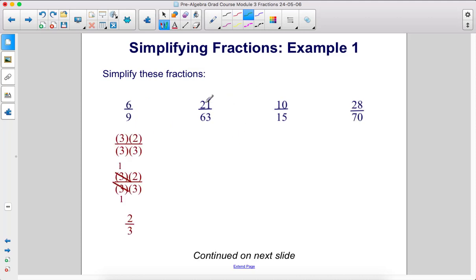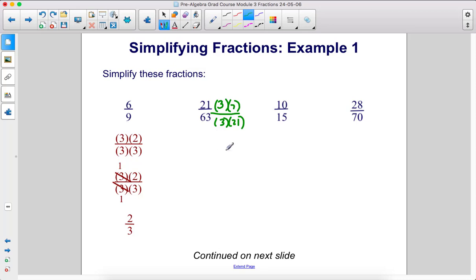Okay, so 21 and 63. I'm going to rewrite these as the prime factors. So 21 is 3 times 7. Now, 63 is going to be divisible by 3 because 6 plus 3 is 9, which is divisible by 3. And in fact, 3 times 20 is 60, which means the answer must be 21, right? So 3 times 21. Now that's not broken down all the way.